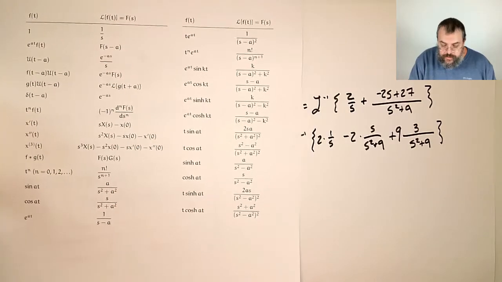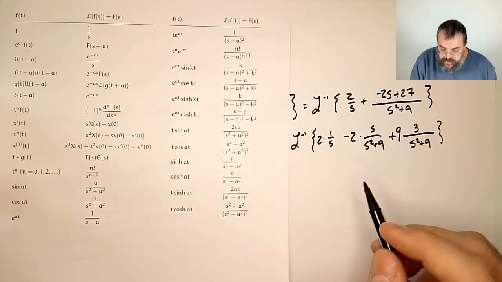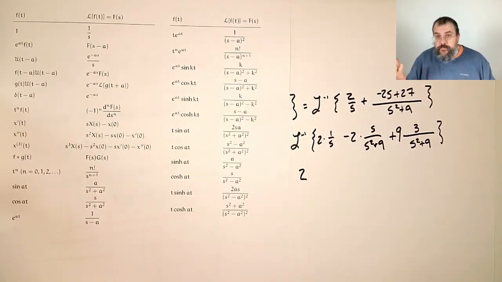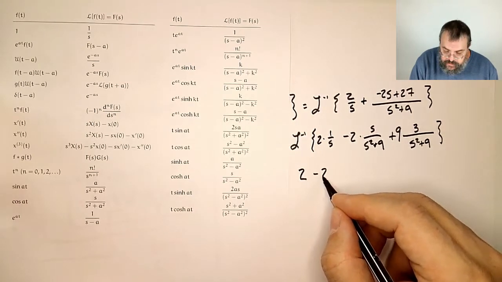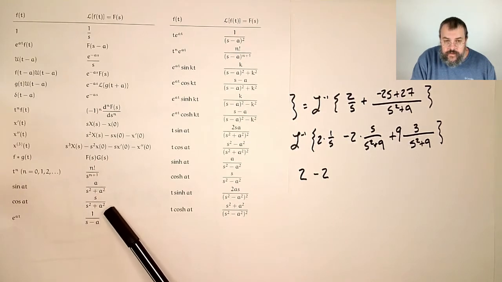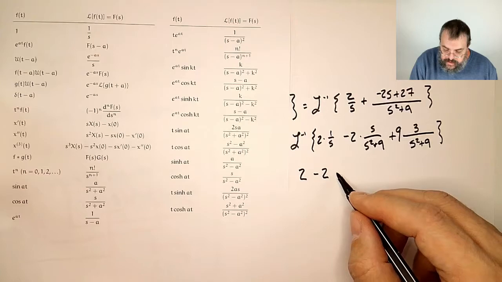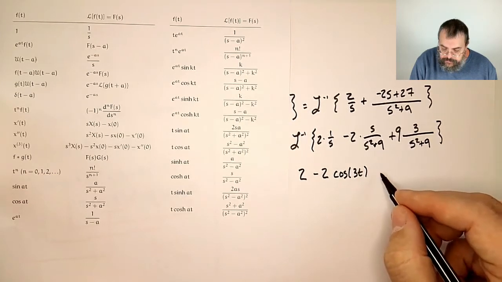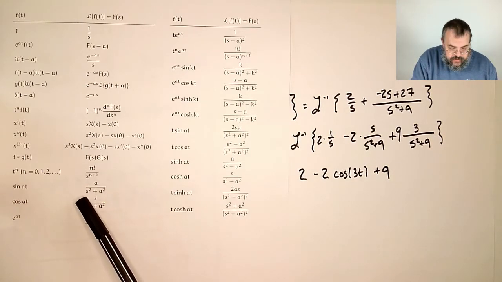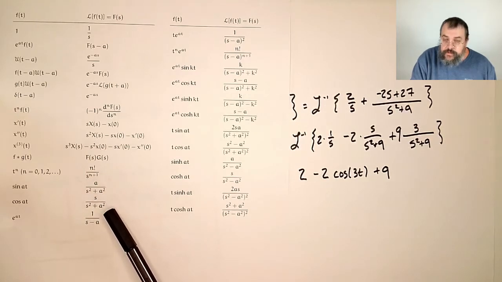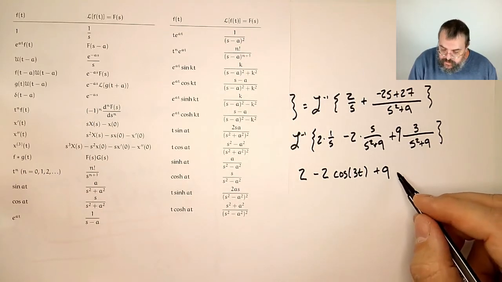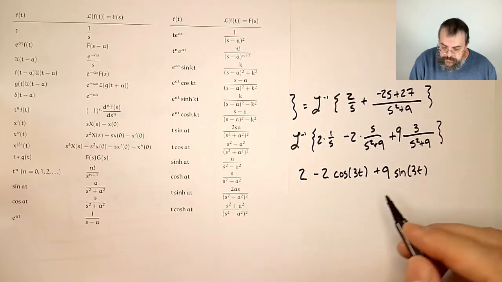Now, if we look, we can do the following. 2 times 1 over s goes to 1, so it's 2. Then minus 2s over s squared plus 9, well, that's here with a equals 3. So that would be cosine of 3t. Plus 9, and then we have 3 over s squared plus 9. Well, that's this form here with a equals 3 again, which corresponds to sine of 3t.